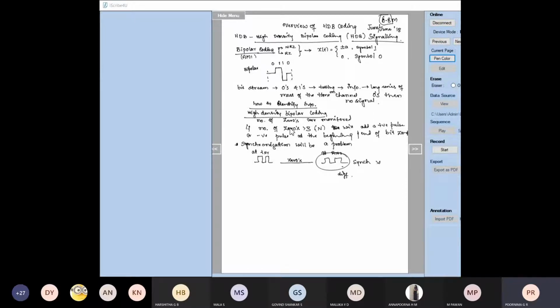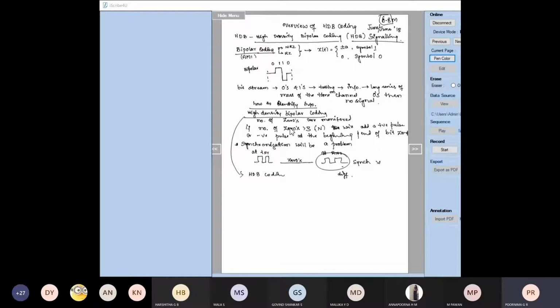So hence we will go for high density bipolar coding. In this, for the problem of no information on the channel, or the synchronization to be established between the transmitter and the receiver, we are going for HDB coding.